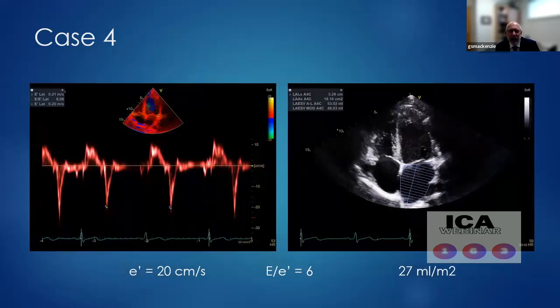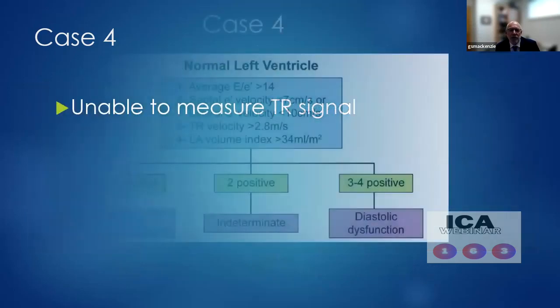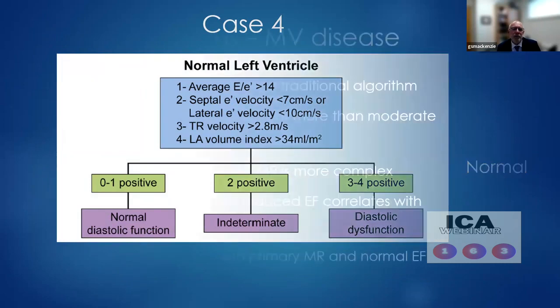You can see his E to E prime was only 6 and his LA volume index was normal at 27. We couldn't measure a TR signal in him. And this is the guidelines that we would use. Basically, he's going to fall into this side of the category because this is a very normal looking heart. And remember what I mentioned before about that E to A ratio being 2 in healthy young athletes or extremely healthy young patients due to the suction effect created by the untwisting of the left ventricle.